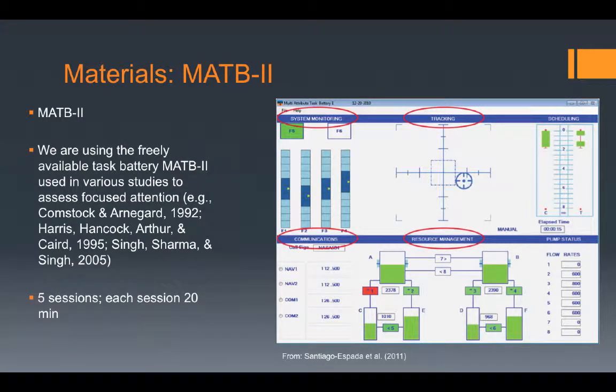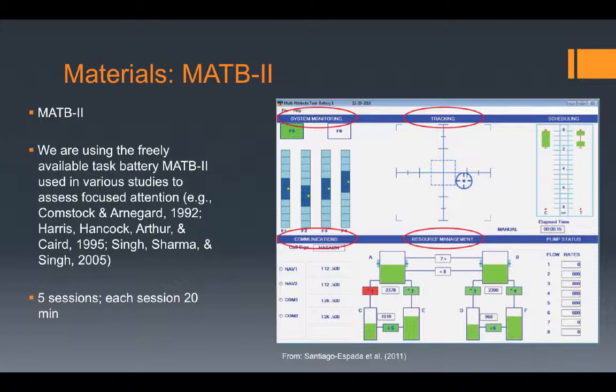Okay, so in order to measure the effects of neurofeedback, or in essence the effects of practicing with a Muse, we are using a software called MATB-II. MATB-II stands for Multi-Attribute Task Battery, and it is a task battery that has been developed by NASA. It is freely available, has been used in various studies to assess focused attention before.